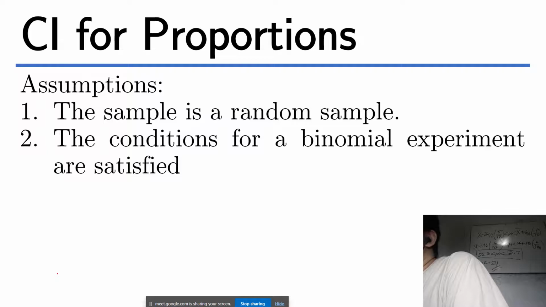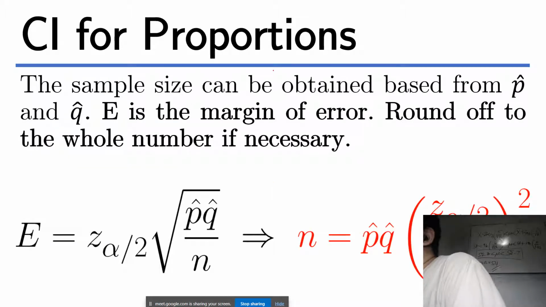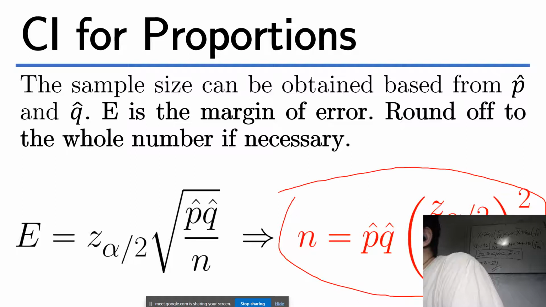So, ang considerations for proportion, the sample is a random sample, tapos parang binomial experiment. Pero you don't need to know that. Tapos, CI for proportions, the sample size is obtained using this formula. Okay?